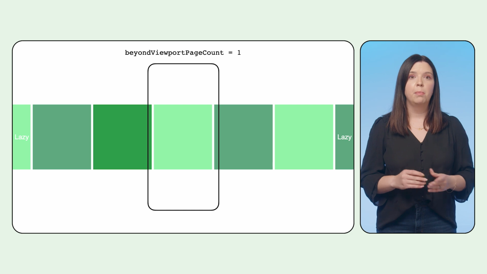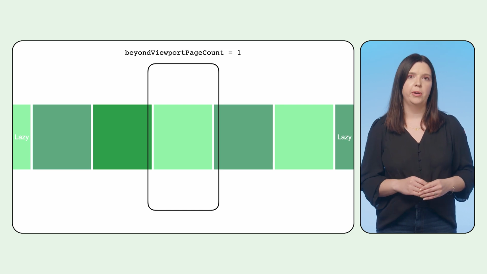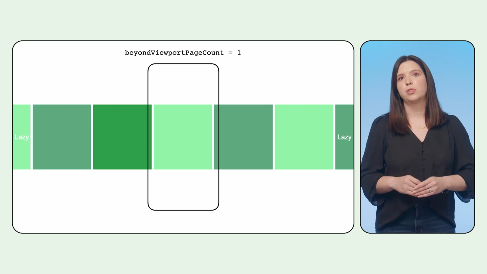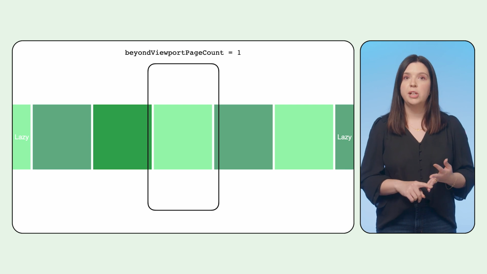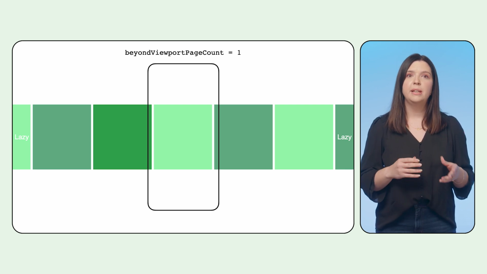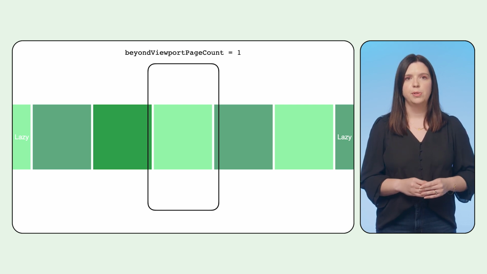In order to specify more pages that should be loaded off-screen, you can set the beyondViewportPageCount parameter on the pager. This will increase the number of pages that are composed off-screen. So be careful not to set this too large, as they'll be composed, measured, and placed. In this example, with a value of 1, there'll be additional pages on each side, leaving only the two edge pages to be lazily composed.